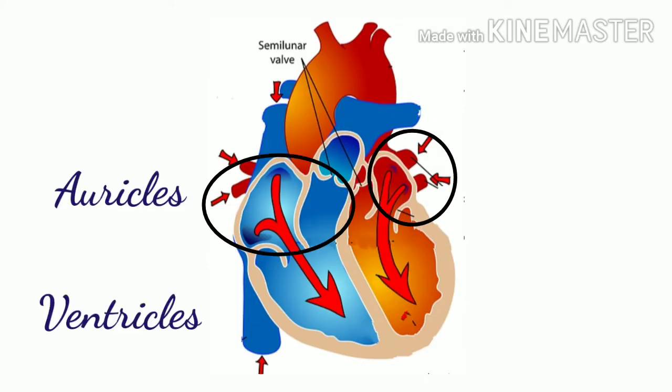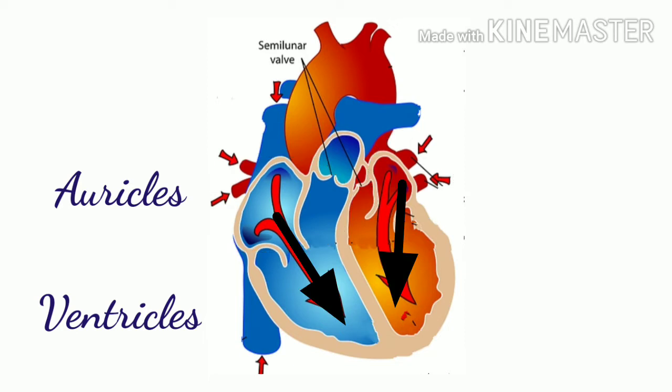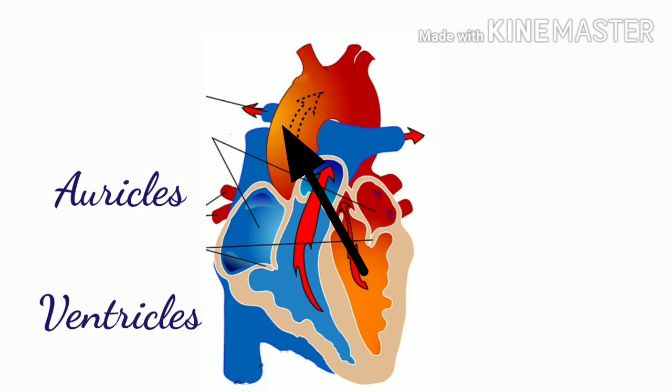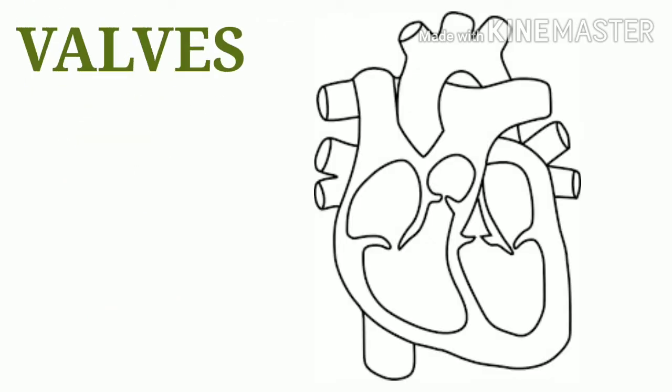In this diagram, we can see that when the auricles contract, the blood is pushed towards the ventricles. And when ventricles contract, the blood from the ventricles enters into the pulmonary artery and the aorta. From this, we understand that the valves regulate the flow of blood in one direction.